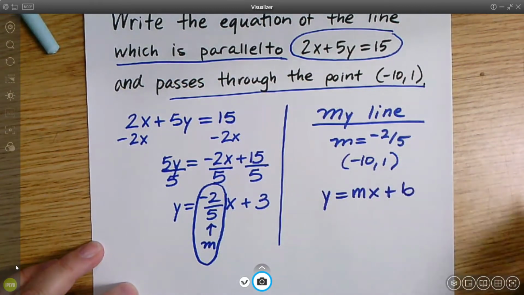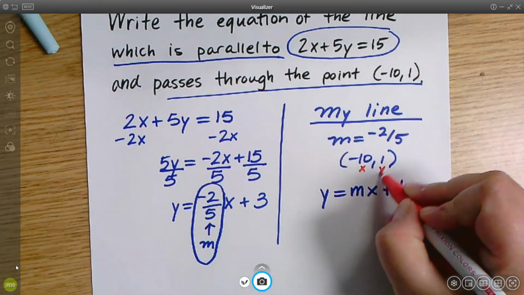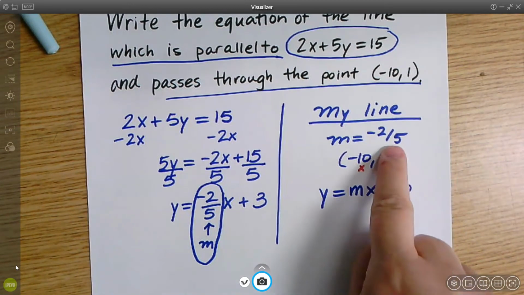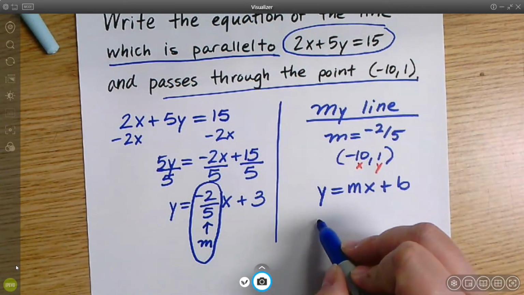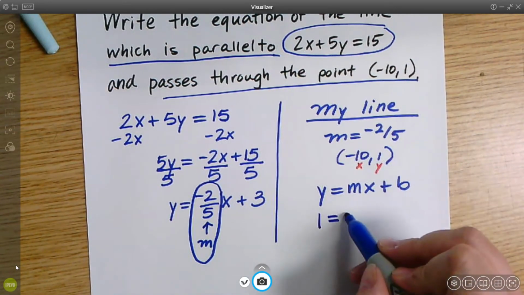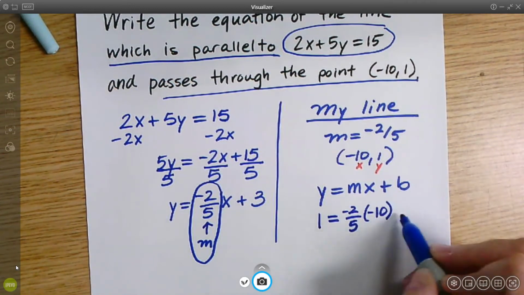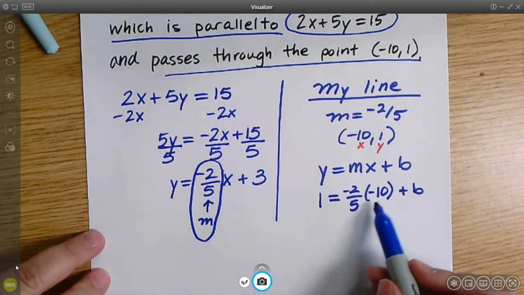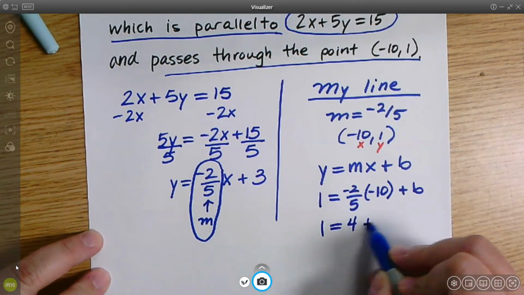Here's slope-intercept form. I'm going to fill in the x and y that I have temporarily to help me find b, and I'm going to fill in the m that I have. So my y value that I'm going to use to help me find b is 1. My m is -2/5. My x is -10, plus b. -2/5 times -10 is +4.